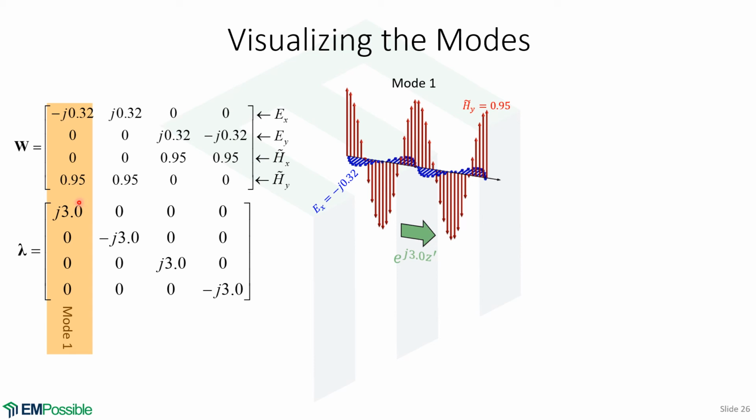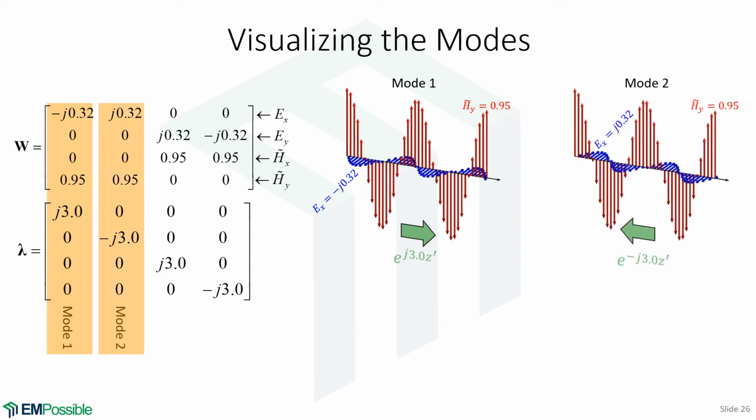Now, it has an eigenvalue of j times 3.0. So that means what would describe this mode propagating is e to the j 3.0 times z. So this is a wave traveling in the forward z direction because we're using the positive sign convention.